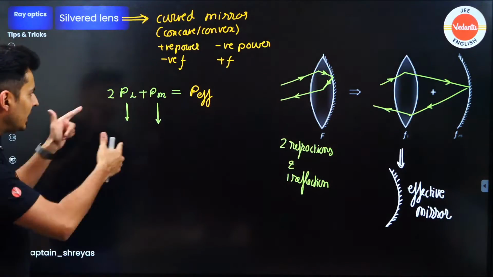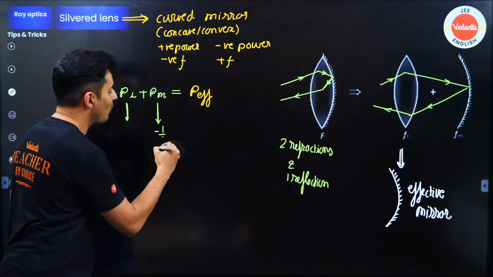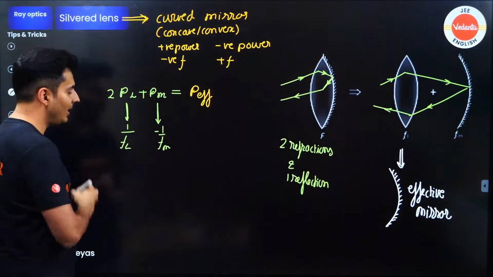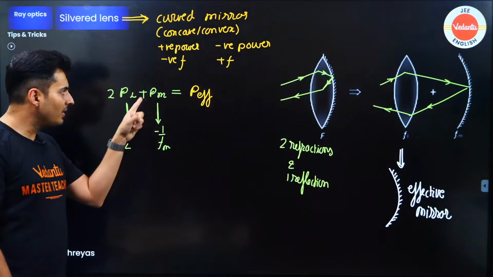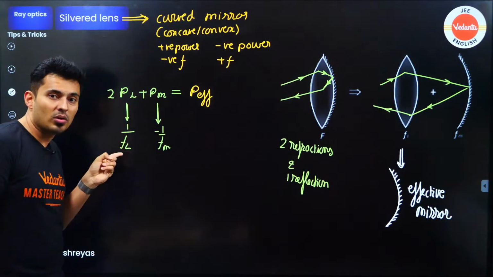Okay, chalo, let's do this. What is the power of a mirror? Power of a mirror is negative 1 by F. Power of a lens is 1 by F. So keep this in mind. Whenever you have a mirror, it's negative. Whenever you have a lens, it is positive 1 by F.